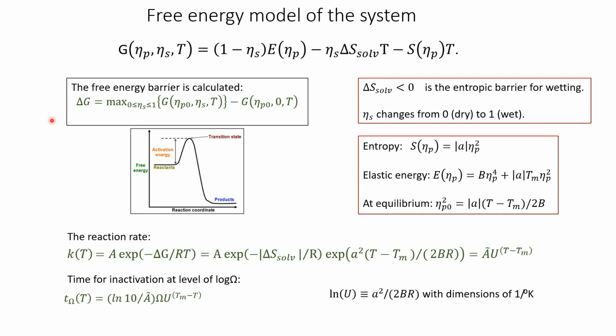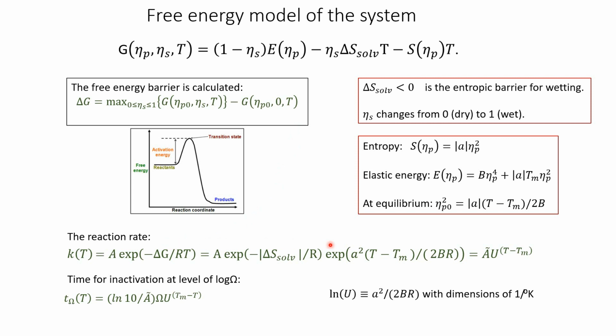The free energy barrier is calculated as the maximum of G minus the initial G at equilibrium, which is neglected, being second order in T minus Tm. Delta G is then used to calculate the transition rate. So we end up with a formula that is a power law in T minus Tm.